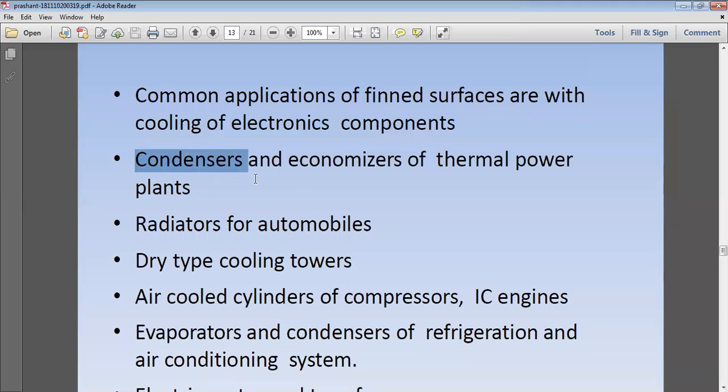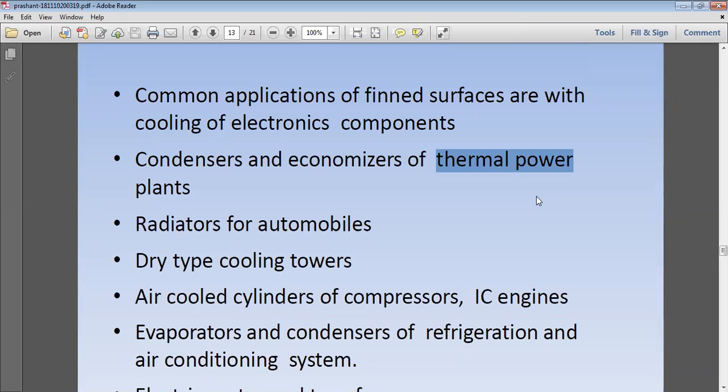And condensers, an industrial application. You can see the industrial application in a thermal power plant. In a thermal power plant, we are using the economizer and condenser. These two play a major role in effective power generation. In this condenser and economizer, they are using the fins to cool the heat from the condenser.